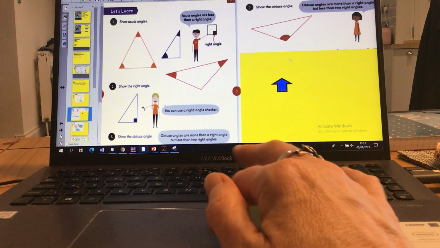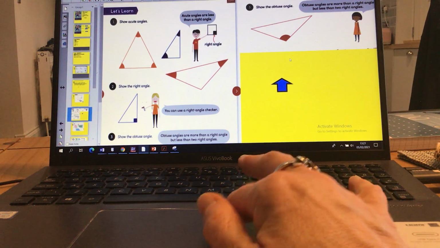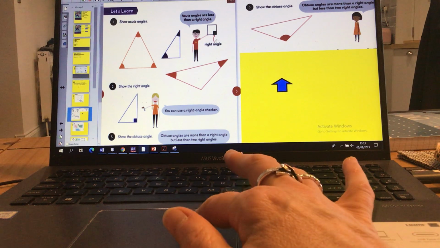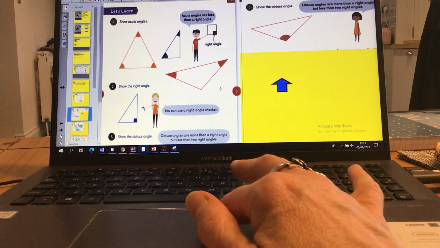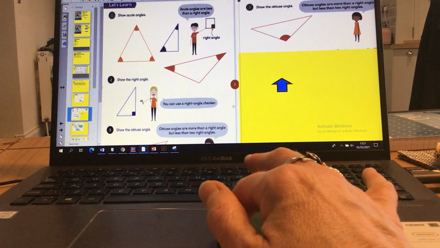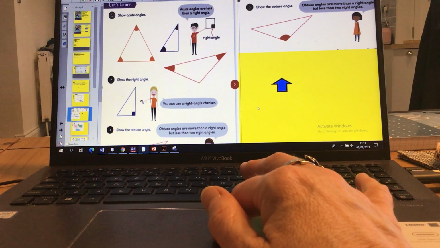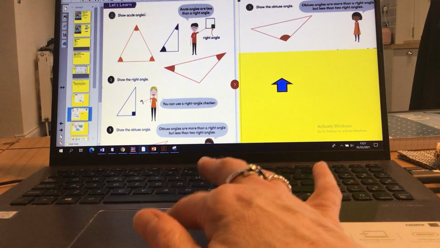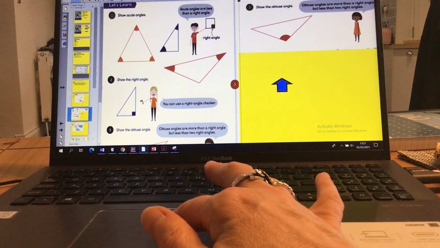Okay. Just a few reminders on here. Acute angles are less than a right angle, aren't they? Because there's my right angle. So if it's acute, it's going to be less. And obtuse angles are more than a right angle, but less than 2 right angles. Remember, 2 right angles was that straight angle I showed you at the beginning of the lesson.